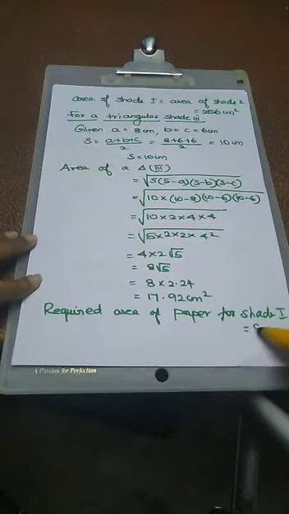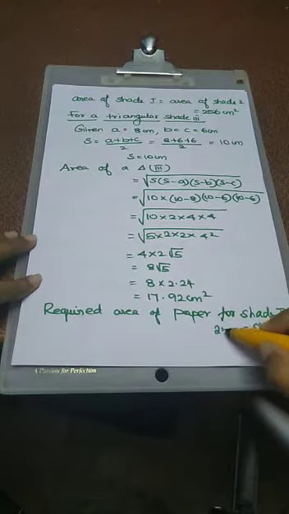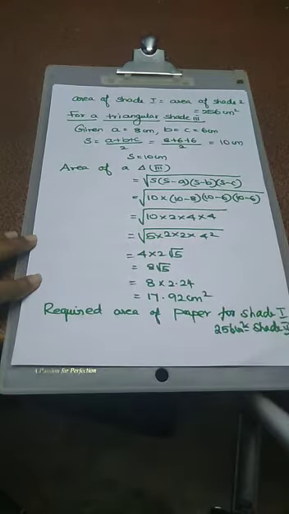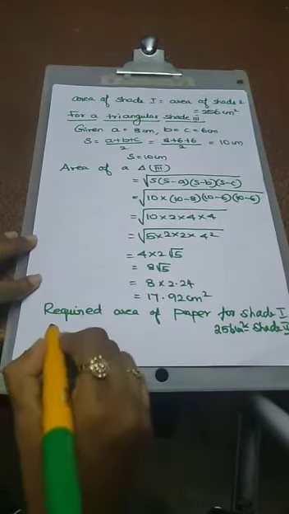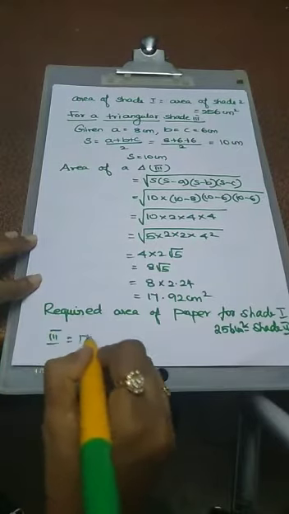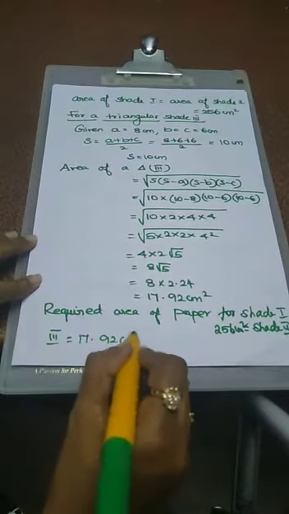Shade 1 is equal to shade 2 is equal to actually 256 centimeter square. What is the third part value? That is 17.92 centimeter square. That's all.